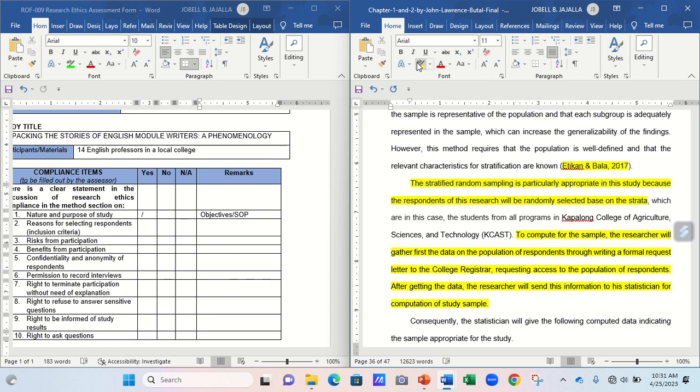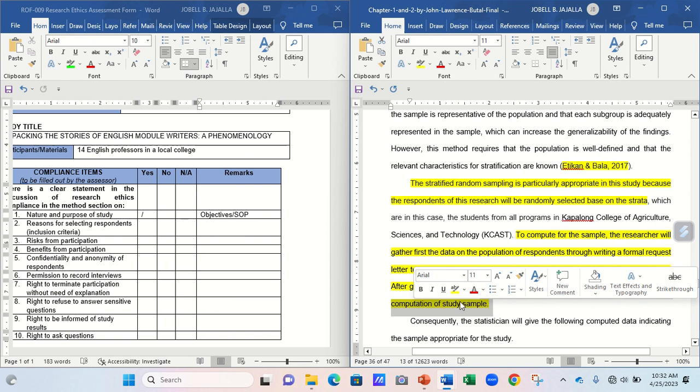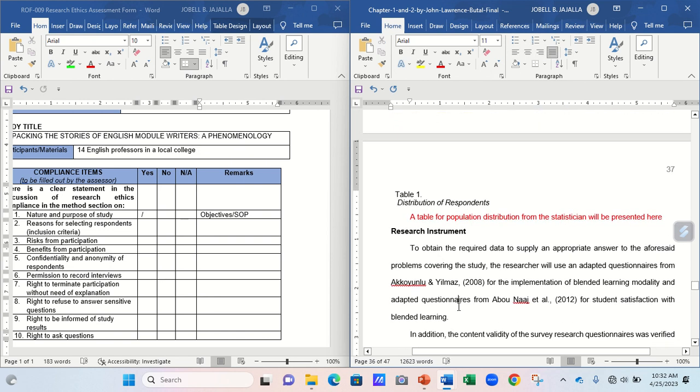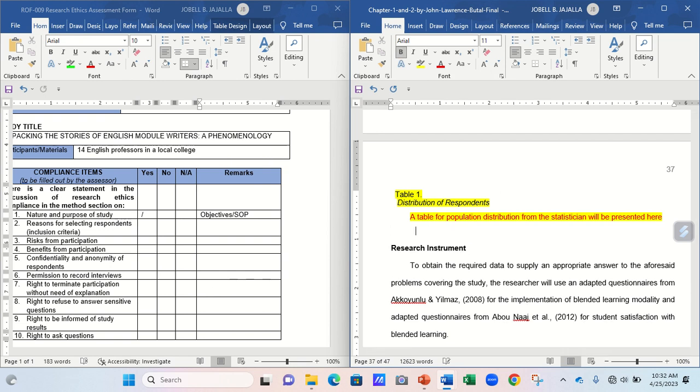After getting the data from the college registrar, the researchers then forwarded the data to their statistician to compute the sample. In other words, the researcher is not the one who computed for the sample, but it is his designated statistician. So now, okay, so wala pa nabutang diri ang data. So kinahanglan naa na diri tanan ang katong data sa population sa sample para na makita dyan nato ang feasibility sa study ba.